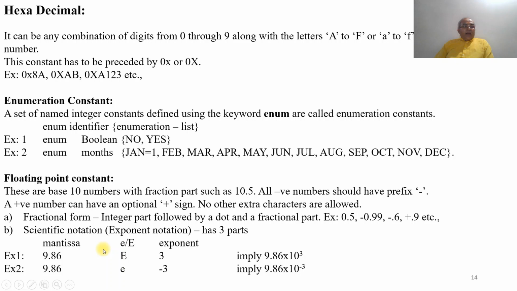Under that we have the fractional form: integer part followed by a dot and a fractional part. For example 0.5, -0.99, -0.6, +0.9, etc. And we have the second case, which is the scientific notation, the exponent notation. It has three parts: mantissa, e or capital E, and exponent. For example, 9.86E3 implies 9.86 times 10 to the power of 3. Example 2, 9.86e-3 implies 9.86 times 10 to the power of minus 3.